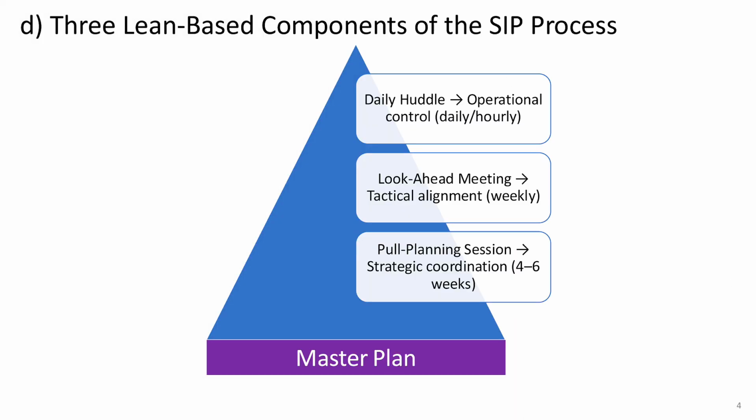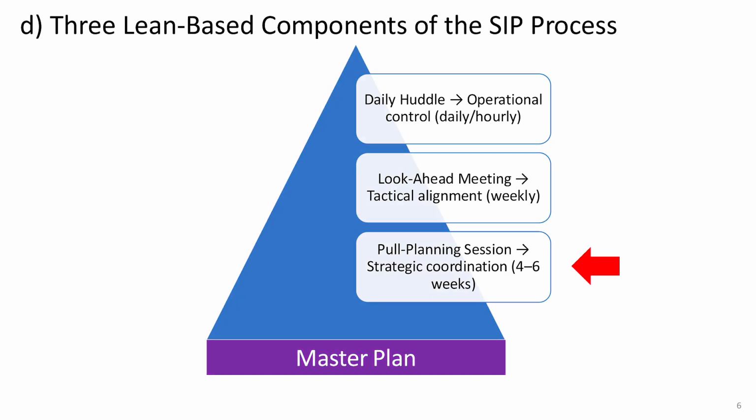All right, let's think about this SIP process like a pyramid built on top of the master plan, which serves as the foundation. This is the big picture plan created early on, usually before construction starts. It's where we lay out the major milestones like design completion, permit approvals, and the big phases of work like site prep, structure, and finishes. This schedule gives us the overall roadmap and deadlines everyone agrees on.